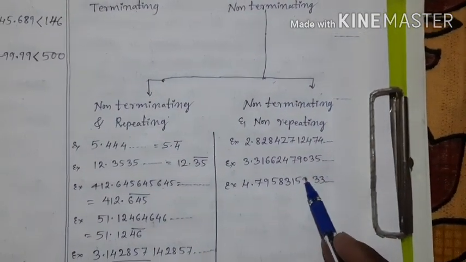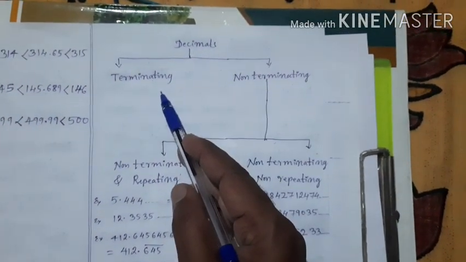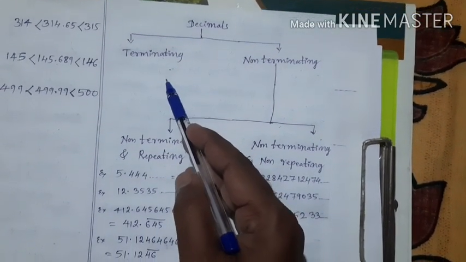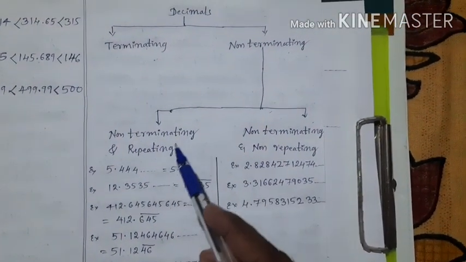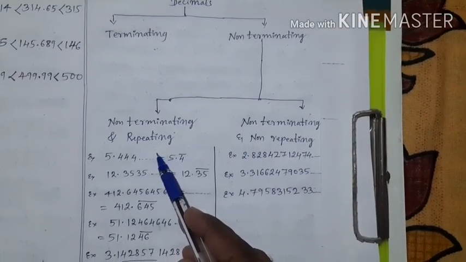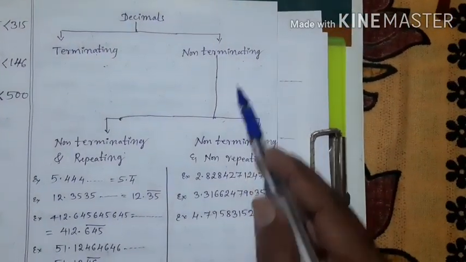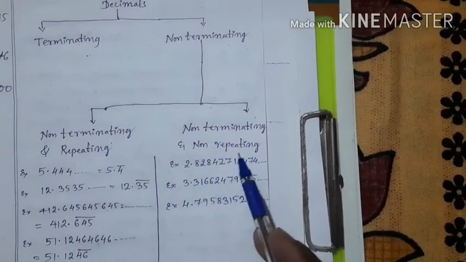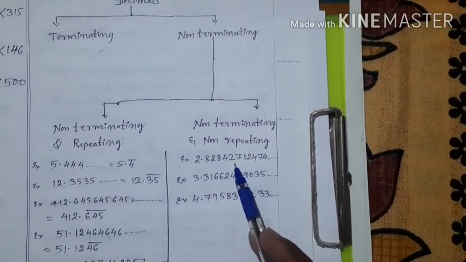Remember children, terminating decimals are examples for rational numbers because they can be written in the form of p by q. How, we will see later. And non-terminating and repeating decimals also are examples for rational numbers because these can also be written in the form of p by q. But non-terminating and non-repeating decimals are examples for irrational numbers because they cannot be written in the form of p by q. Is it clear to you?